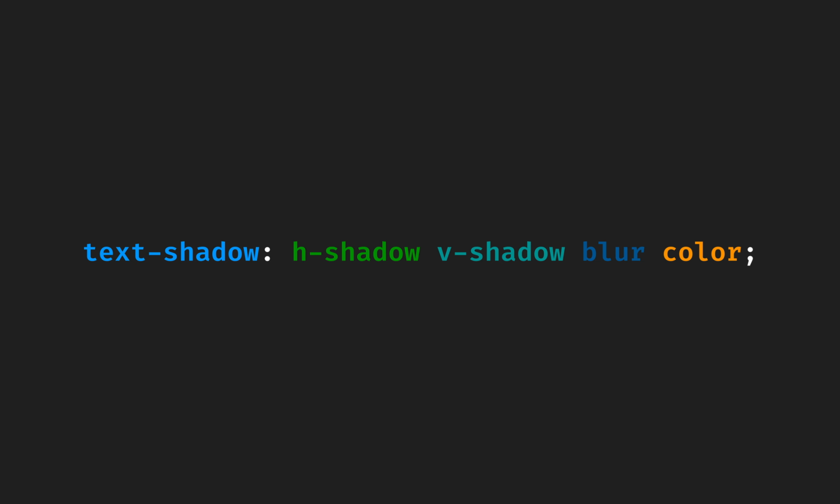Blur is the blur radius of the shadow. This is the amount of blur applied to the edges of the shadow. A larger value will result in a more blurred shadow. Color is the color of the shadow. This can be any valid CSS color value.